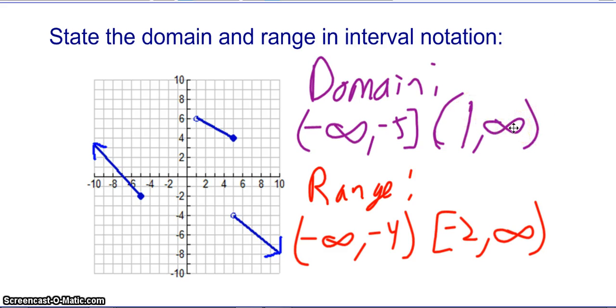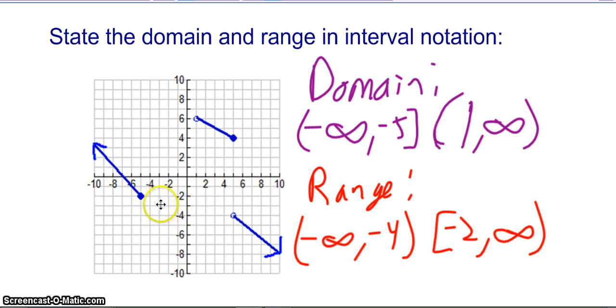Now the range I want to work from bottom to top. So this is the lowest piece on the function, and this is going down, so it's going to negative infinity. So as I work my way up, this piece stops at negative 4. It's an open circle, so it does not include the negative 4.